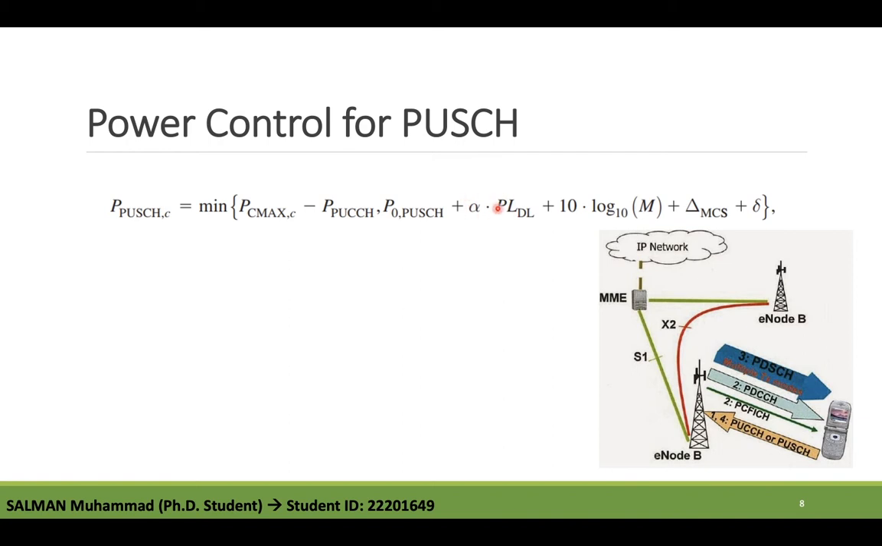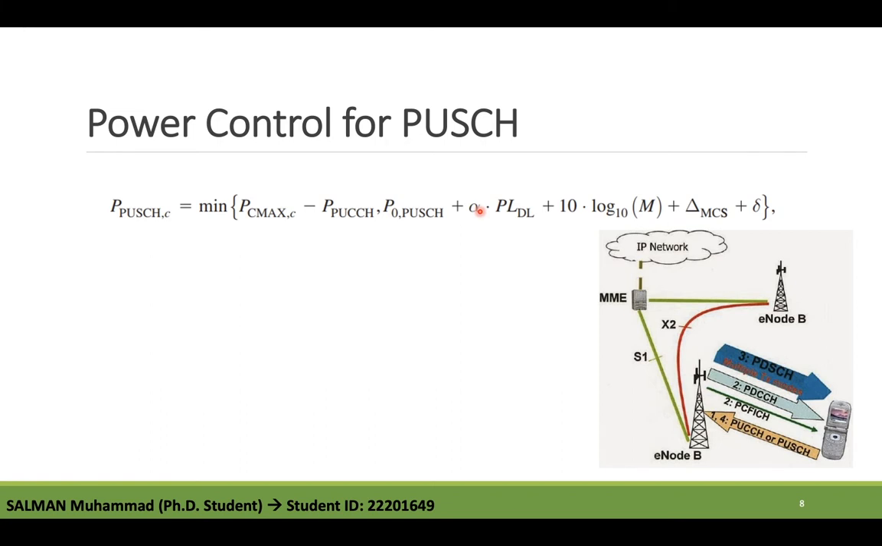Assuming alpha equal to 1 operates as full path loss compensation, the PUSCH power control expression becomes very similar to the corresponding expression for the PUCCH. Thus, the network can select a modulation and coding scheme, which we call MCS, and the power control mechanism, including the term delta MCS, ensures that the SINR will meet the SINR requirement for the MCS. However, with alpha less than 1, PUSCH power control operates with so-called partial path loss compensation. That is, an increase in the path loss is not fully compensated for by a corresponding increase in the uplink transmission power.